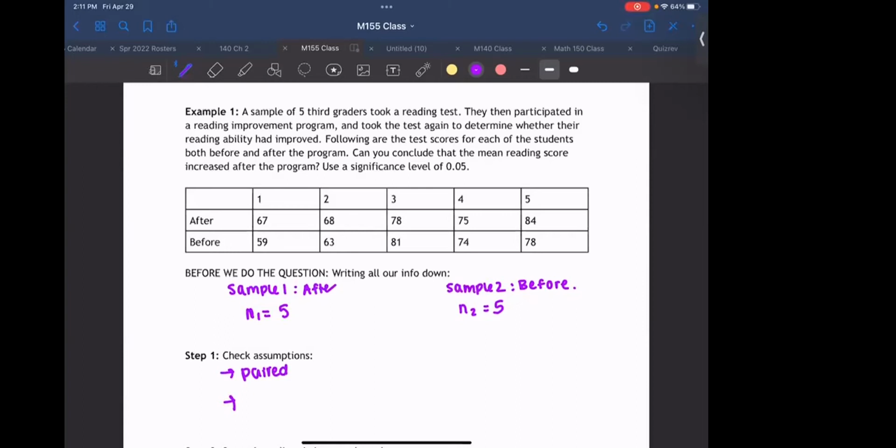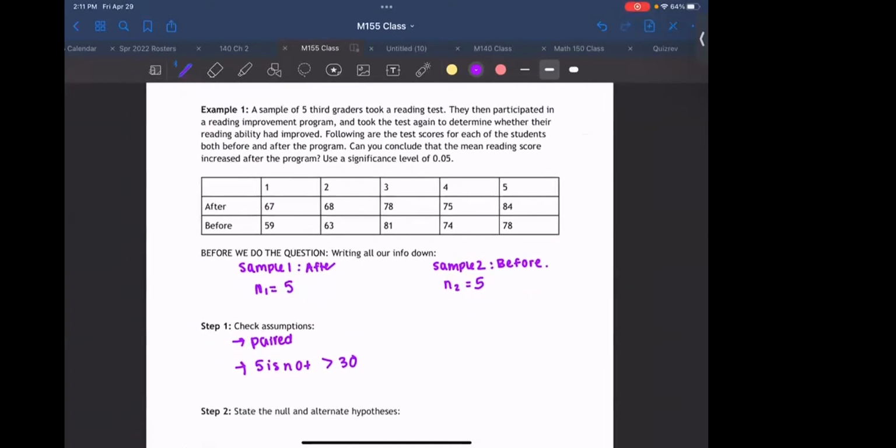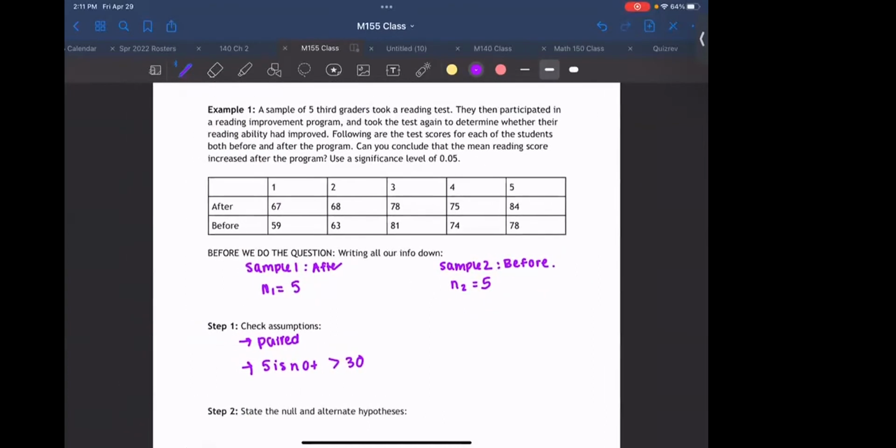sample sizes. Looks like the sample sizes are 5. Is 5 bigger than 30? No, right? So 5 is not bigger than 30, which is usually a bad thing, means we can't go on. Anything in the question that tells us we can still go on? Actually, I don't think it's in the question, is it? Does anyone say anything about a normal population? No, right?